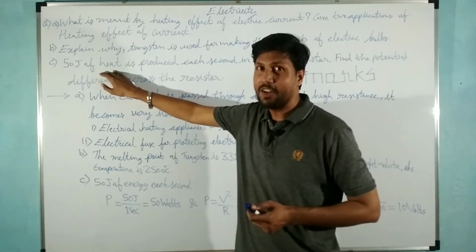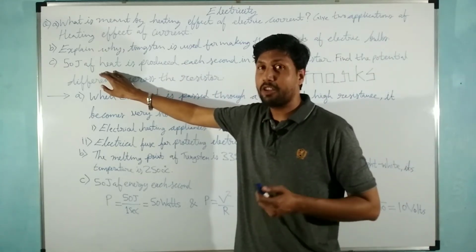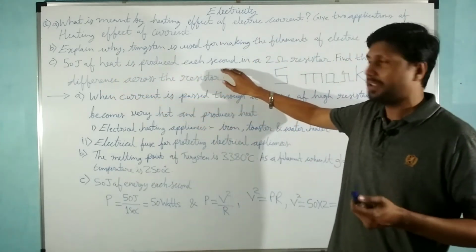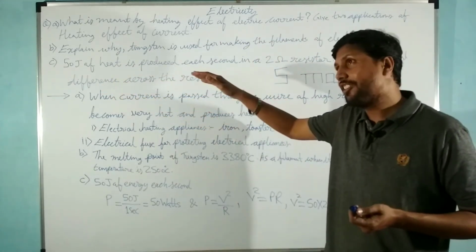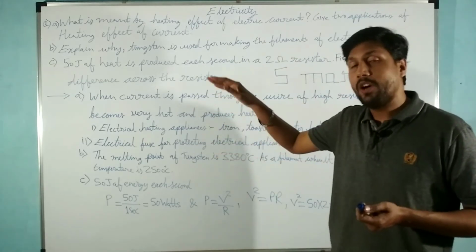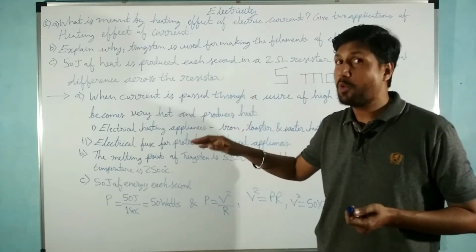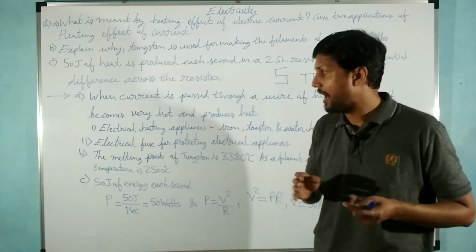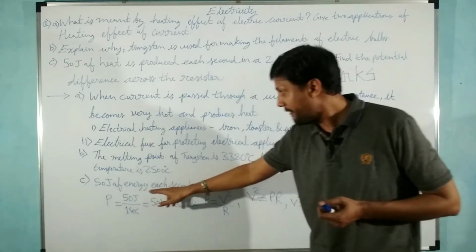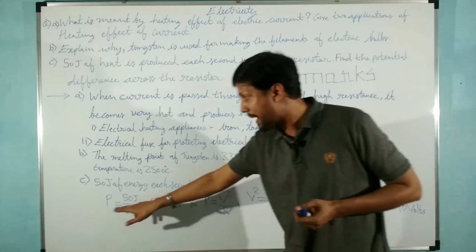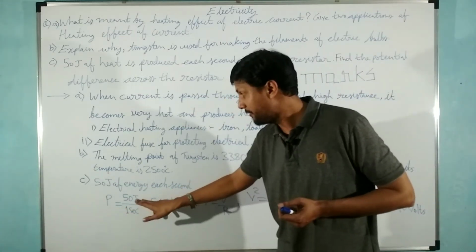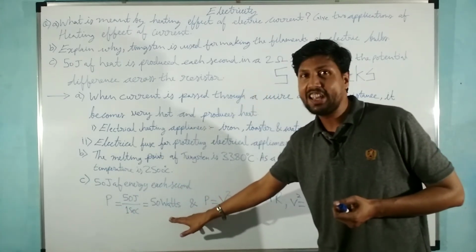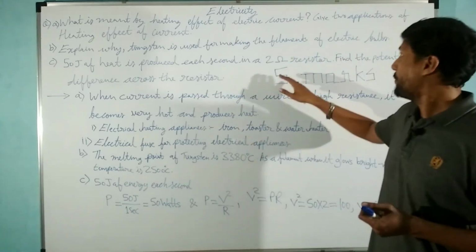Heat is the work done, because both have the same units. Heat generated per second is work done upon time. What is work done upon time, dear friends? It is the rate of doing work, that is power. So 50 joules of energy each second means power. That is 50 joules in 1 second. So the power will be 50 watts.